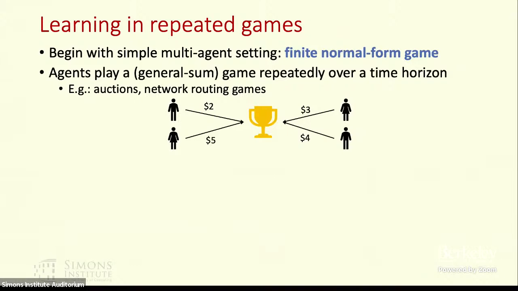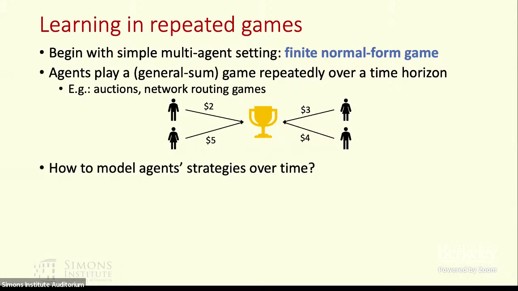So to begin to address this question, I'm going to consider a really simple multi-agent setting, which is finite normal form games. So really consider the repeated game setting. So agents play a general sum game repeatedly over a finite time horizon. And this can be used to model many real-life applications, such as repeated bidding in auctions, or playing in network routing games. And an important question in this setting is, how do we model agent strategies over time?